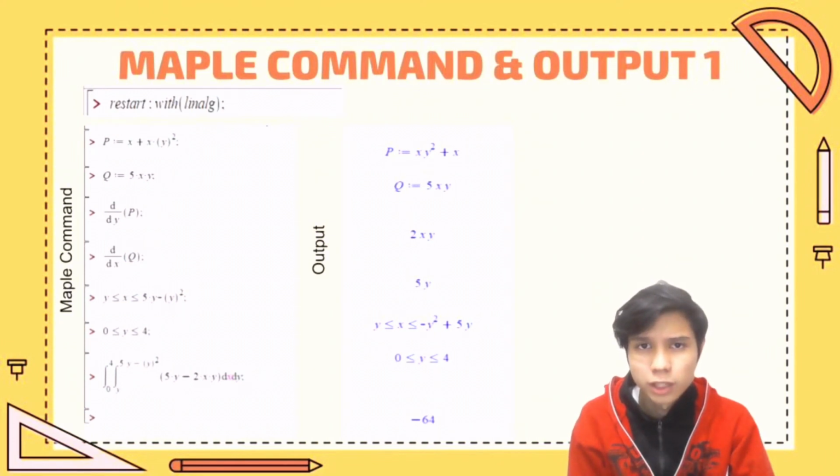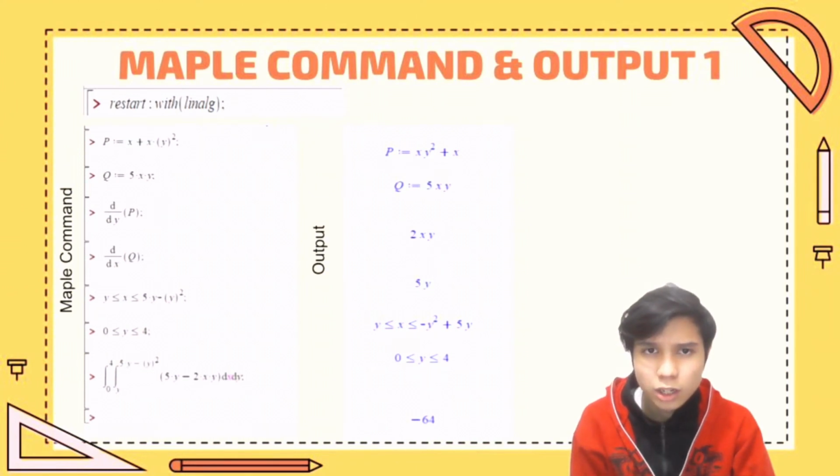For the first command, we use linear algebra, which is used for linear algebra and vector calculus. For the next command, we assign P as x plus x times y squared, and we get xy squared plus x. Then we assign Q as 5 times x times y, and the output is 5xy. Next, we differentiate P with respect to y, and we get 2xy.